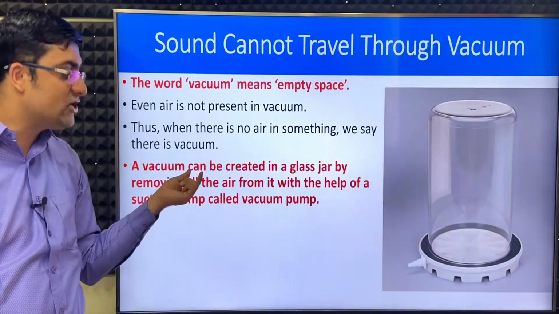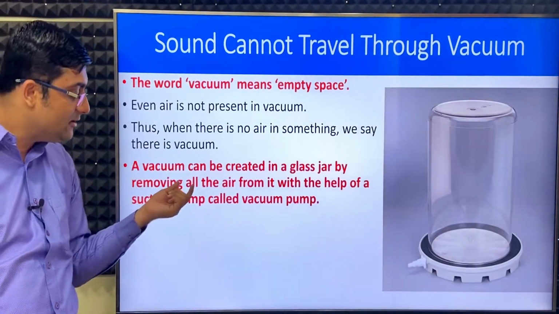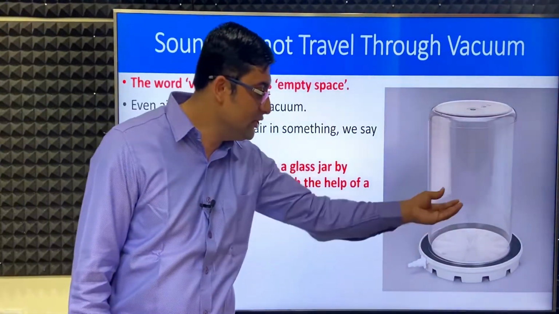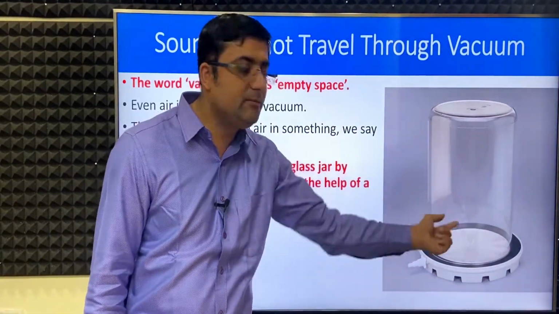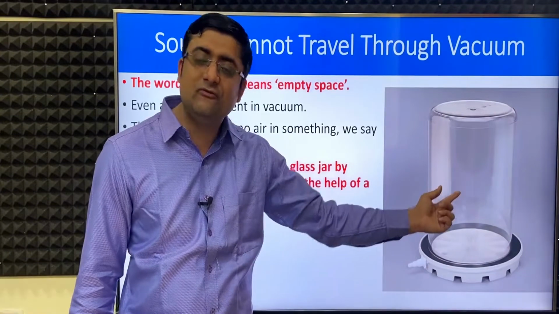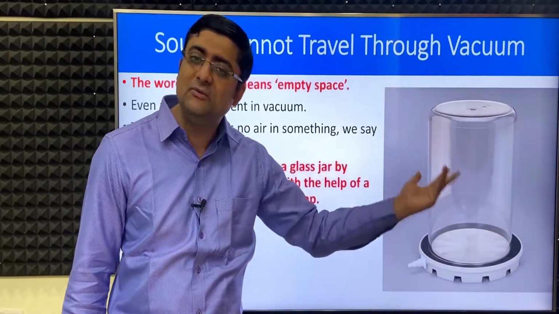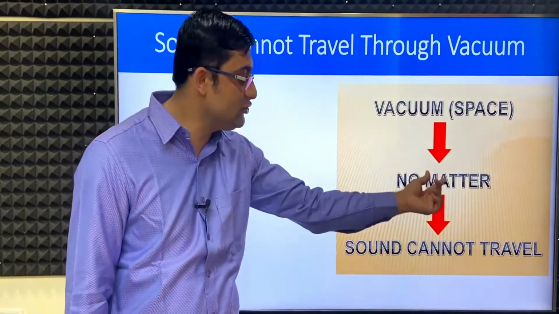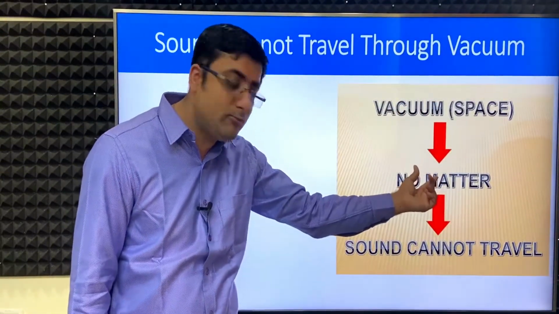So see, a vacuum can be created in a glass jar by removing all the air from it with the help of a suction pump called a vacuum pump. Simply suck out all the air. What remains behind is vacuum. So in vacuum, no sound can travel. Why? Because there are no molecules. See guys, vacuum or space means no matter. No matter means no molecules.